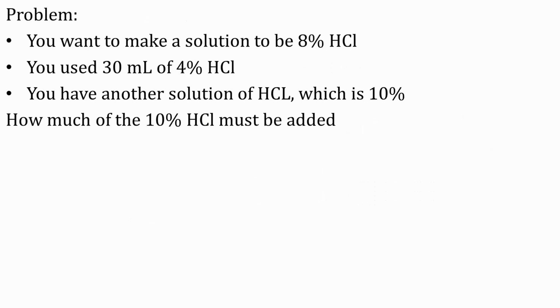Okay, now this is a second problem. So you want to make a solution to be 8% HCl. You use 30 mils of 4% HCl, and you have another solution of HCl, which is 10%. And so you want to determine how much of the 10% HCl must be added in order to make the solution be 8% HCl. And so if you want to pause the video here and attempt this problem, feel free.